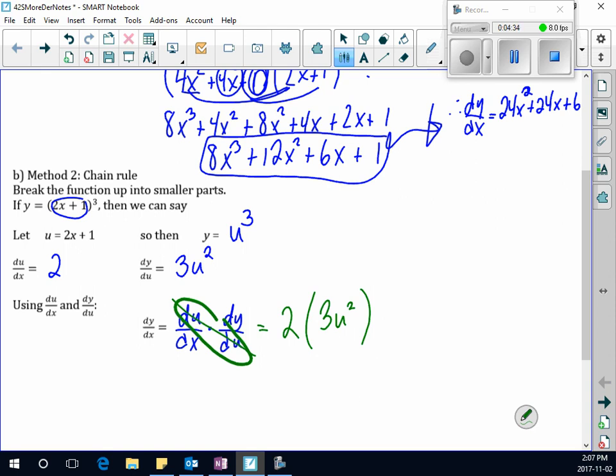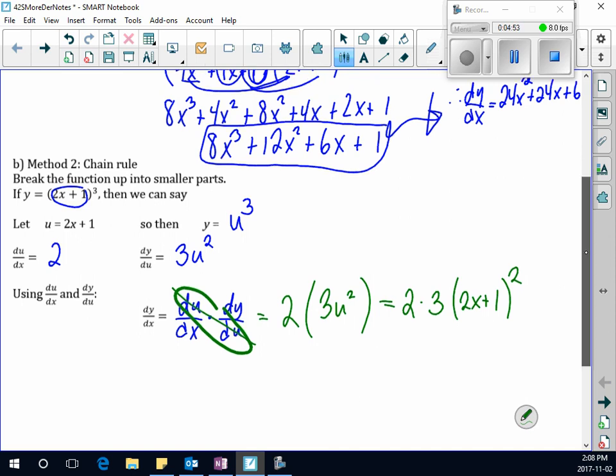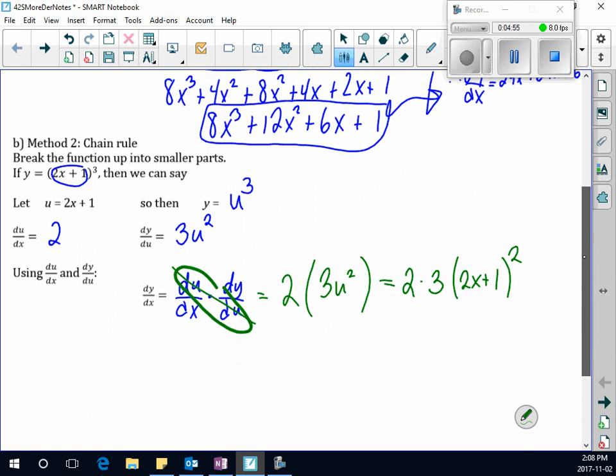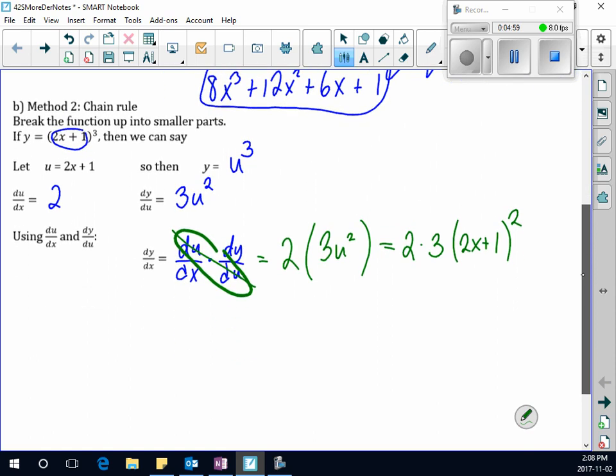So you might say, well, but the original question had x's in, so the only next step we have to do is this is 2 times 3, 2x plus 1 to the power 2. And you might say, well, that's not the answer you got up there. Well, if I were to multiply this out, I would get that.